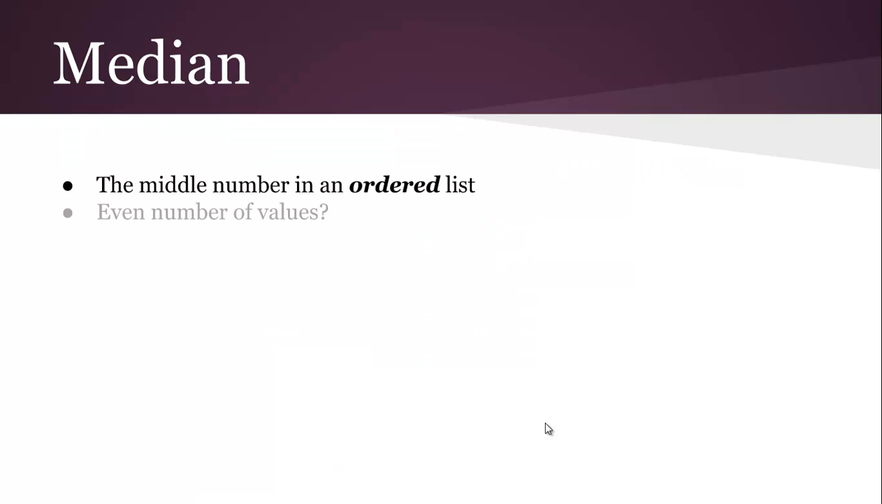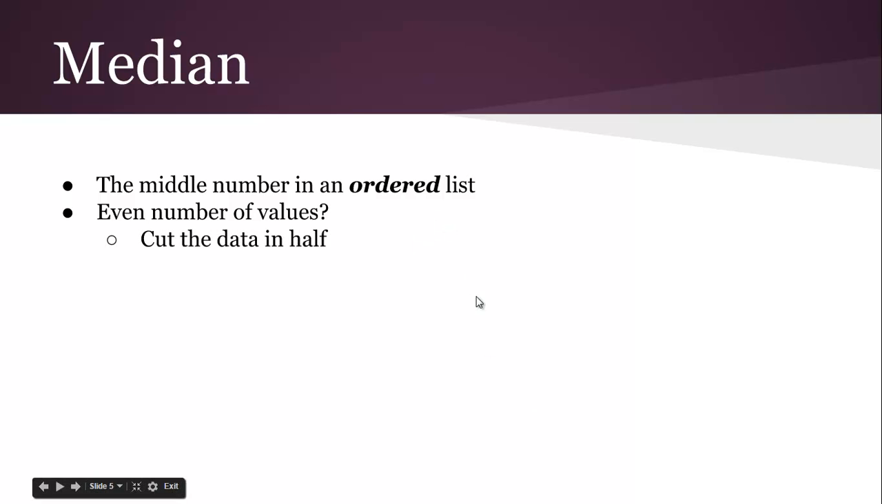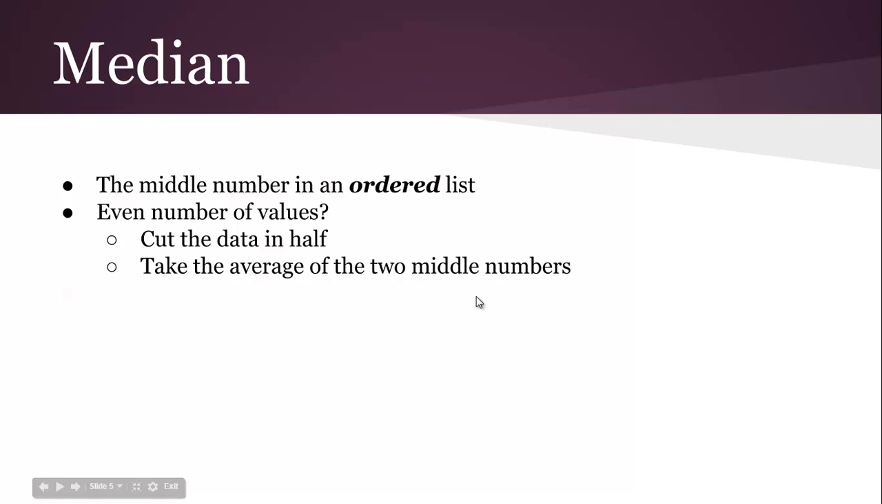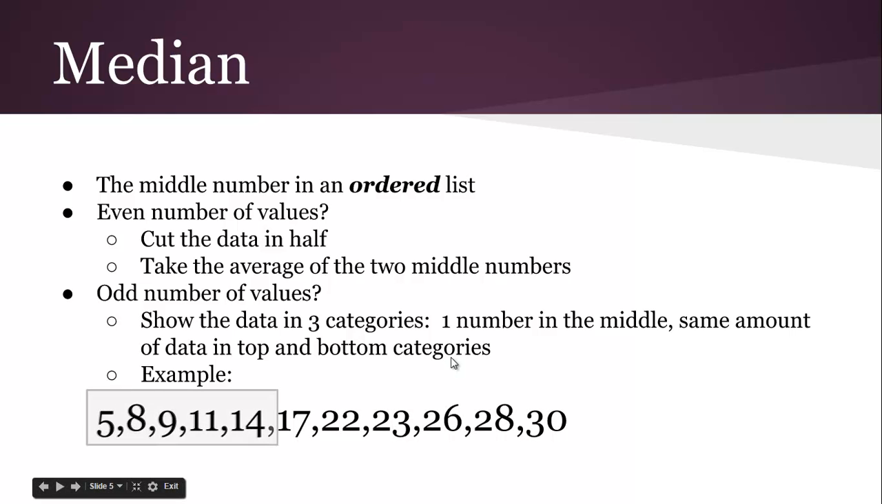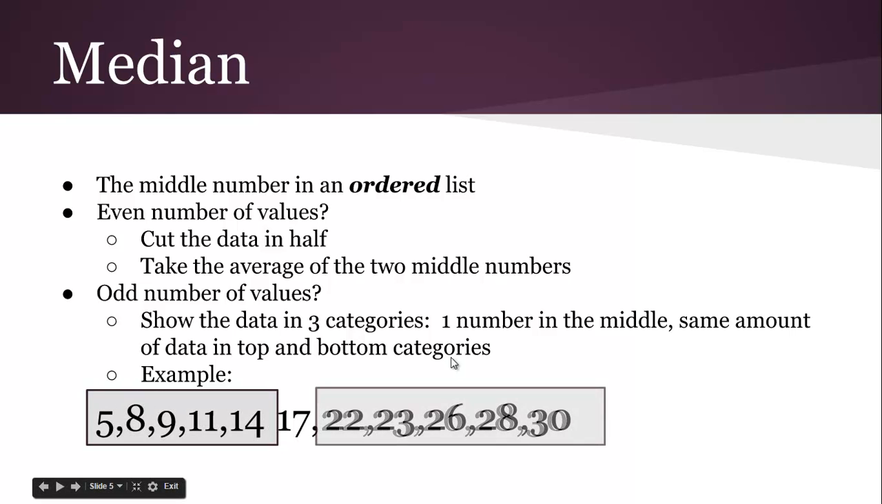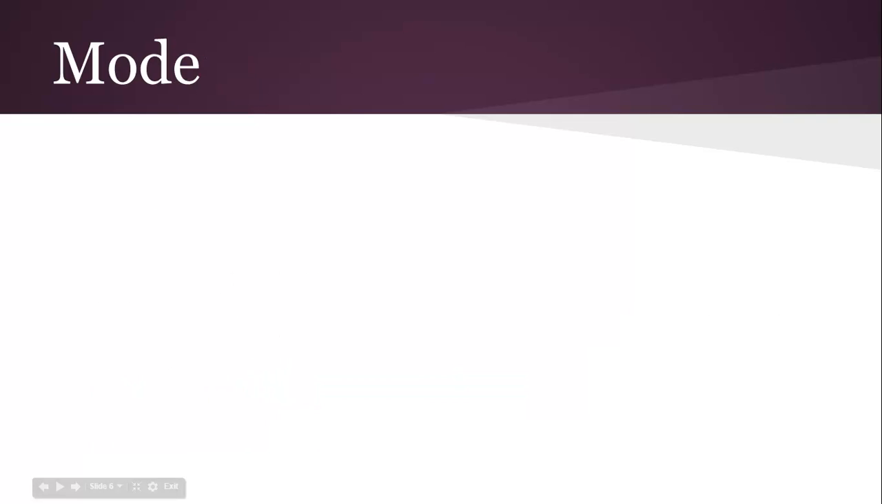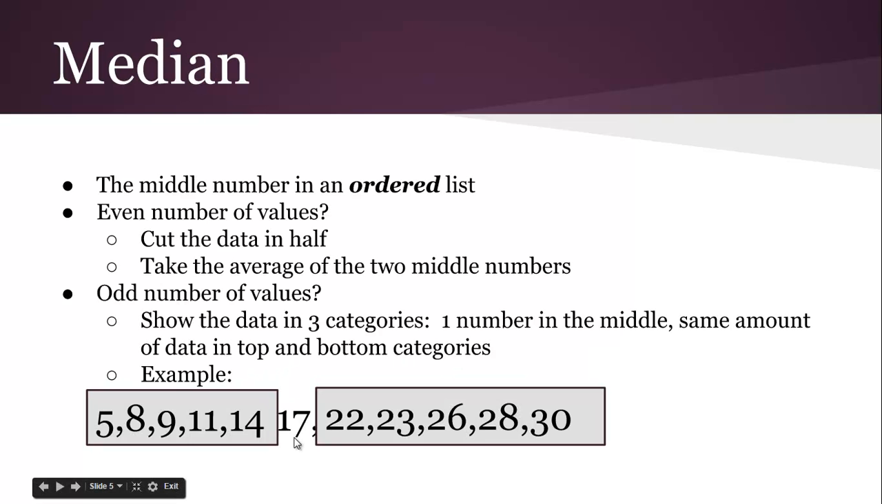Median is the middle number in an ordered list. It has to be ordered. If you have an even number of values, you cut the data in half and take the average of the two middle numbers. If there's an odd number of values, you really divide it into three categories: one for the first half, one for the second half, and then one for the middle, and the median would be 17. Okay, you're really just taking the middle number.